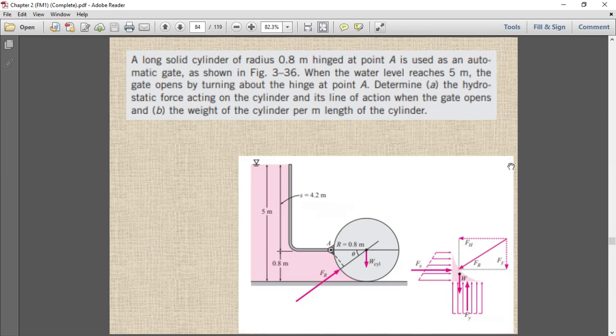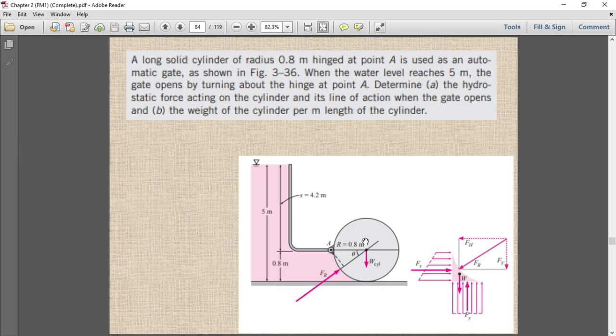Now let's move on to another problem, and there are some new things you will learn here. The problem is a long solid cylinder of radius R equals 0.8 meter, hinged at point A. It is hinged, so it is movable from this point, and is used as an automatic gate, as shown in figure 3.6.